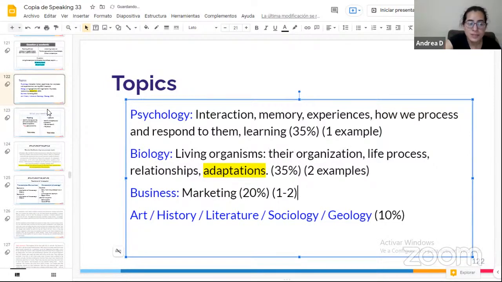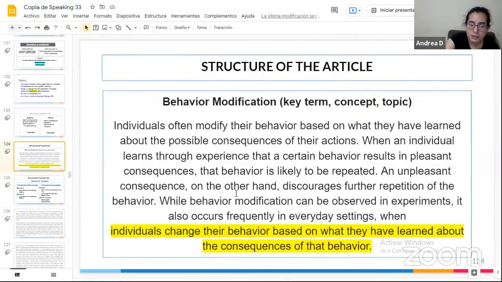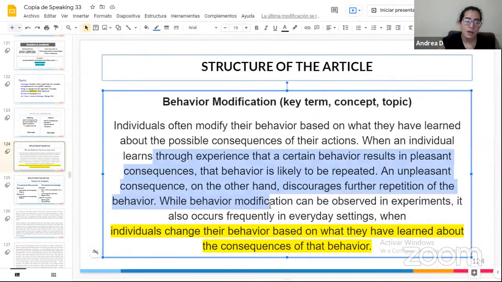Now, to be more specific, when you have a psychology topic and you have one example, it's always going to be one of these three options. So it's either going to be a story from the professor's own experience, so something that the professor did himself or something that he saw in a friend. Maybe when he was a kid, he used to modify his behavior. Maybe he has a friend that did this. So it could be a personal story.